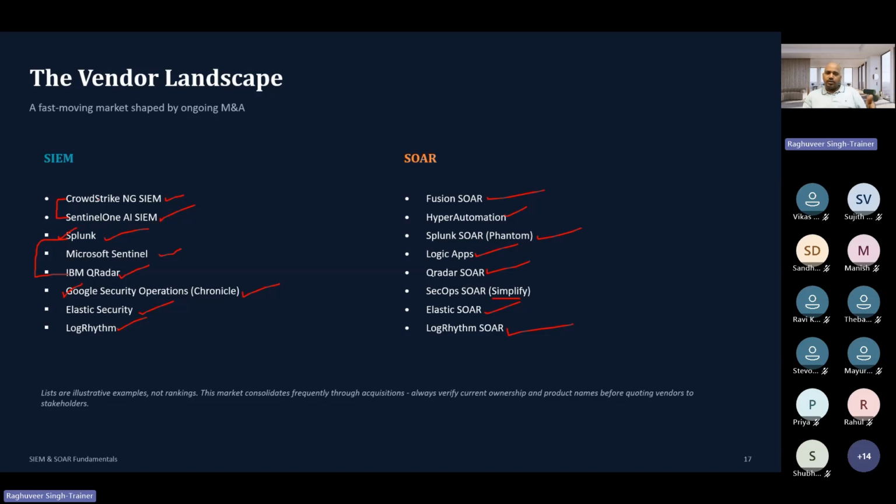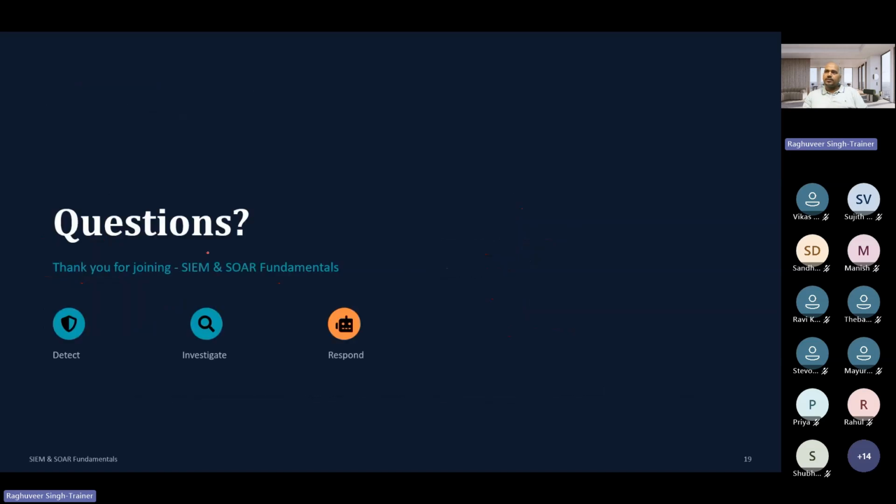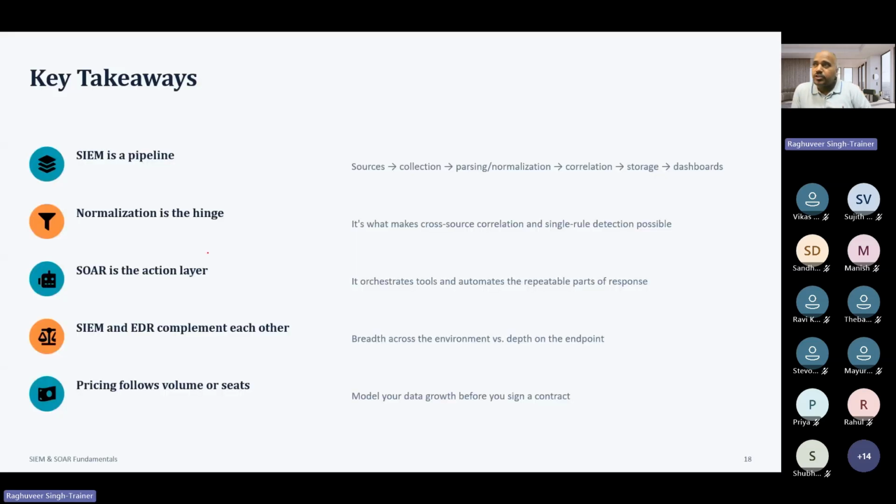Most customers are switching from legacy SIEM and SOAR solutions. When I say legacy, I mean Splunk, QRadar, Elastic Security, LogRhythm. They are switching to SaaS-based, machine learning and AI-driven SIEM and SOAR solutions, which are CrowdStrike and SentinelOne. So our focus is going to be on CrowdStrike from tomorrow onwards. That brings us to the end of the session, and I hope I have provided enough information for all of you to be on the same page as the other participants.